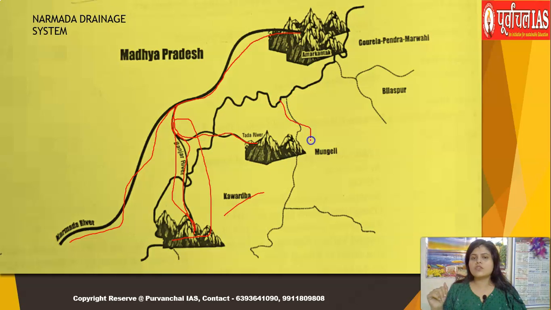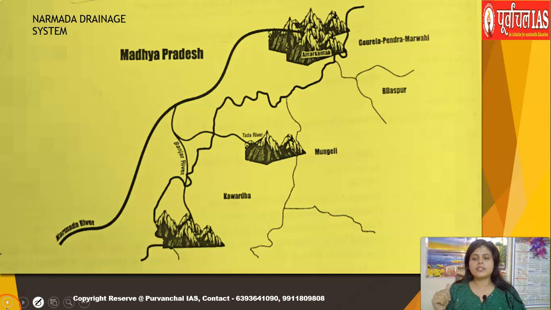This area is also called the Maikal range because you have Maikal mountains here. This is a rain shadow area of Chhattisgarh because of this Maikal, and this also forms a boundary between, you can see, Chhattisgarh and Madhya Pradesh. So this is the smallest drainage system, Narmada.